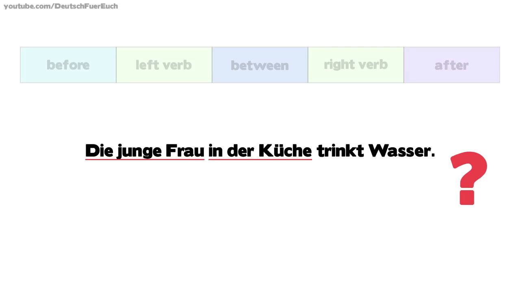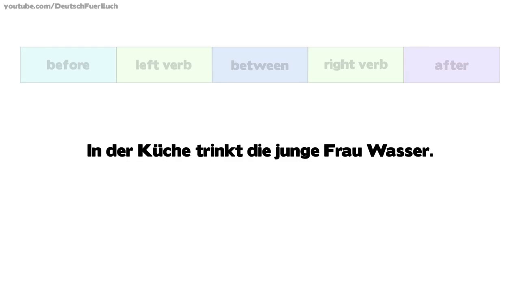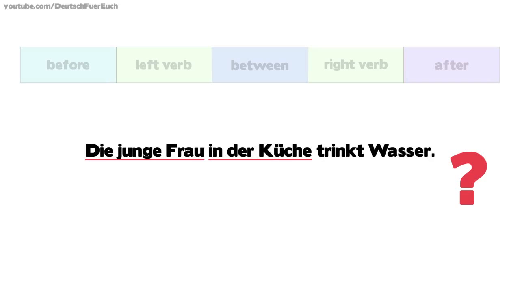If the question was, wo trinkt die junge Frau Wasser? So, where is the young woman drinking water? The correct answer would be, die junge Frau trinkt Wasser in der Küche, or in der Küche trinkt die junge Frau Wasser. The last sentence again emphasizes the kitchen more. Here it would be absolutely wrong to say, die junge Frau in der Küche trinkt Wasser, because you're trying to emphasize the kitchen, not the woman. So here you would have two different segments, which you can then not put into the before section together. You have to choose one of them.